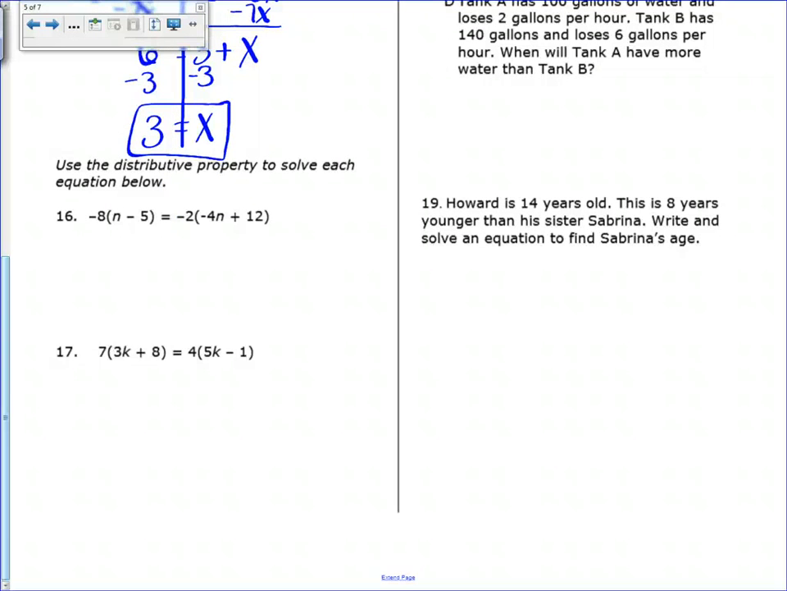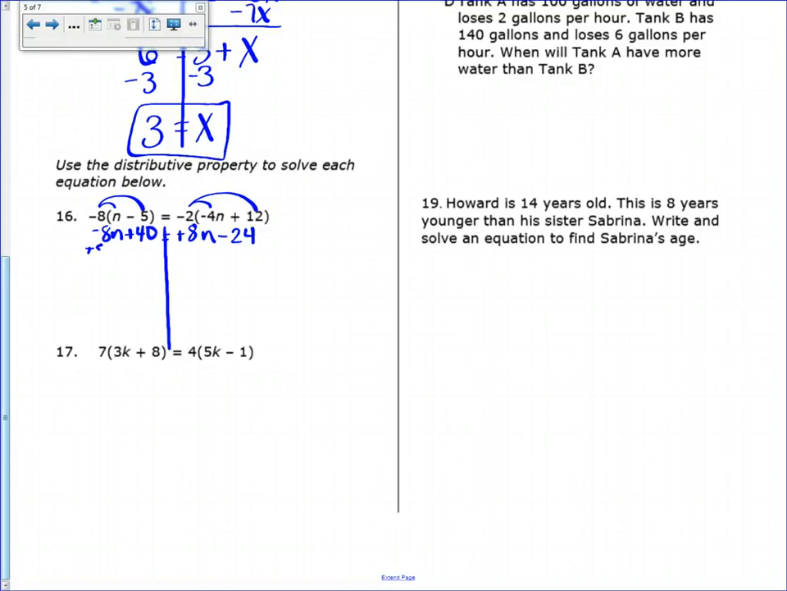Okay, number 16. Use the distributive property to solve each equation below. We're going to start by distributing. Remember, take what's outside the parentheses and multiply it to everything inside. So negative 8 times n is negative 8n. Negative 8 times negative 5 is a positive 40. Negative 2 times negative 4 is a positive 8n. And negative 2 times 12 is a minus 24. We don't have anything to combine, so we're ready to solve.